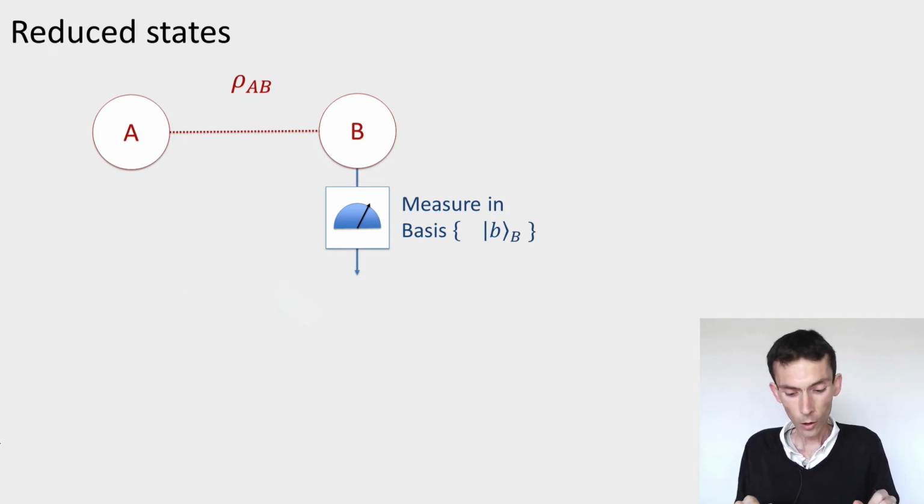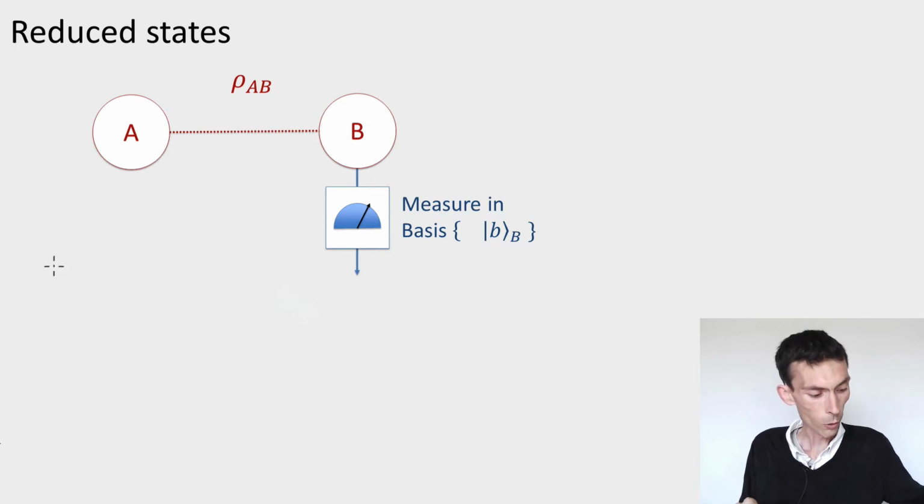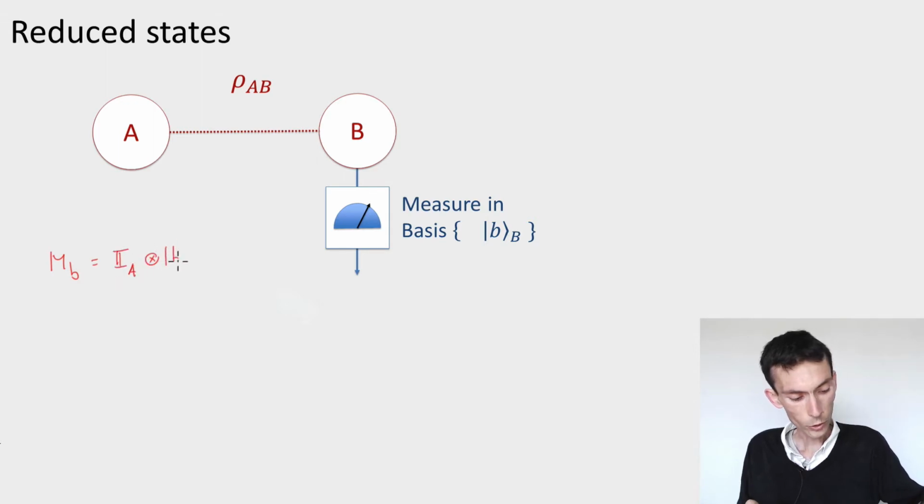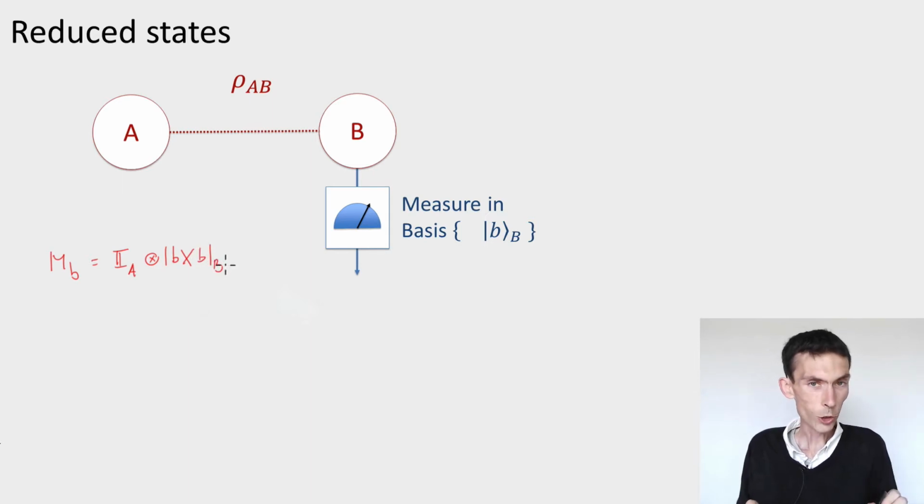So let's do this. Let's choose a measurement on system B. So what we want is to do a partial measurement. We've seen how to do this. We can use the formalism of POVMs and introduce the following POVM elements. MB, which is the identity on A, tensored with the rank 1 projection on basis vector B for the B system. And this is a projective measurement, so we can use as Kraus operators EB the same as the MB. So we do have that EB squared is equal to MB as is required. Now we can see how the state evolves under that measurement.